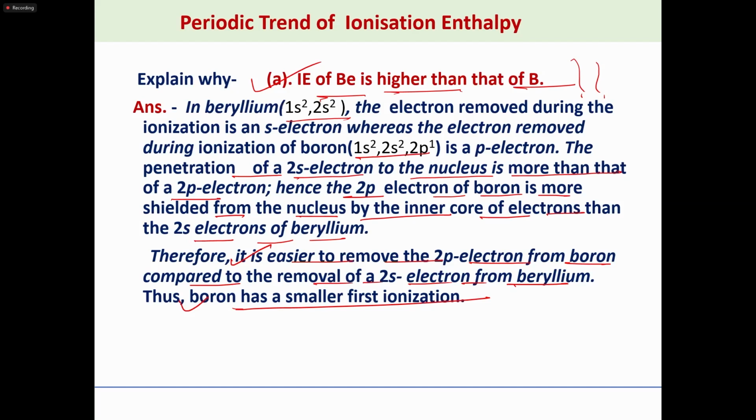So this is how you explain the question. First of all, you can explain according to the electronic configuration. Second, you can say the penetration power of the s orbital is greater than that of the p orbital.